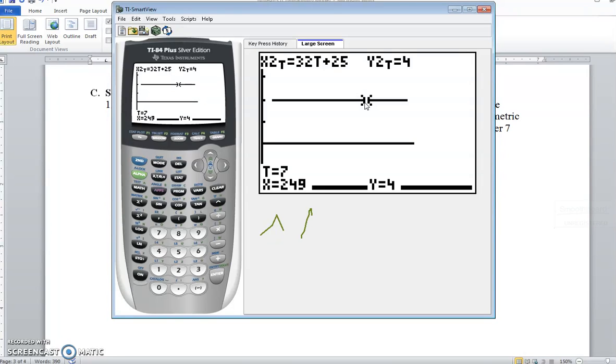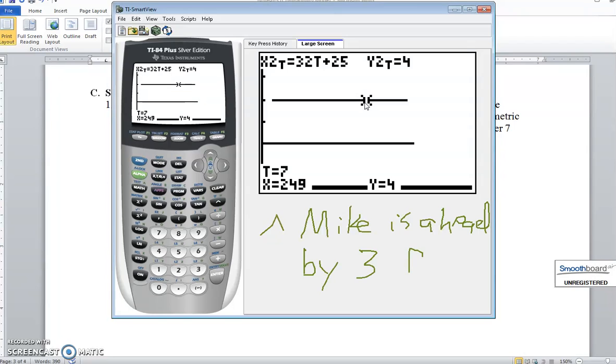So if we had to answer the question, we would say Mike is ahead by 3 feet. Okay, and we'd call that good. That's the answer for the first question. I think I'll stop right there.